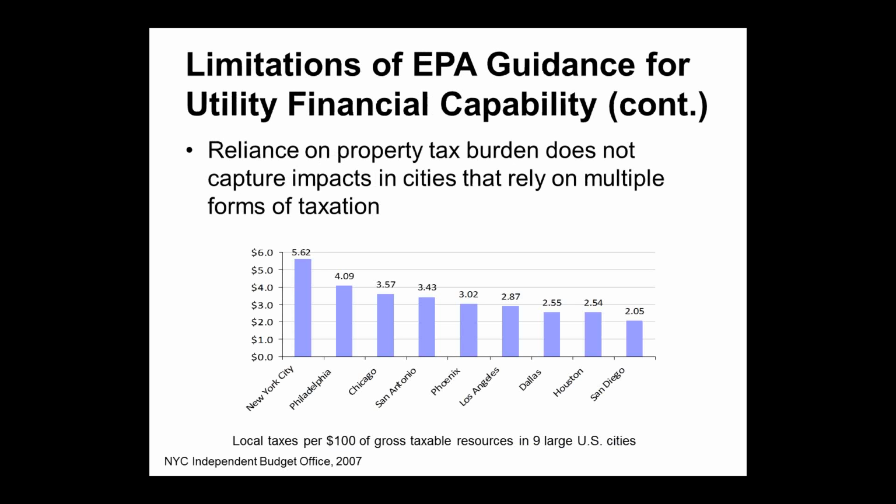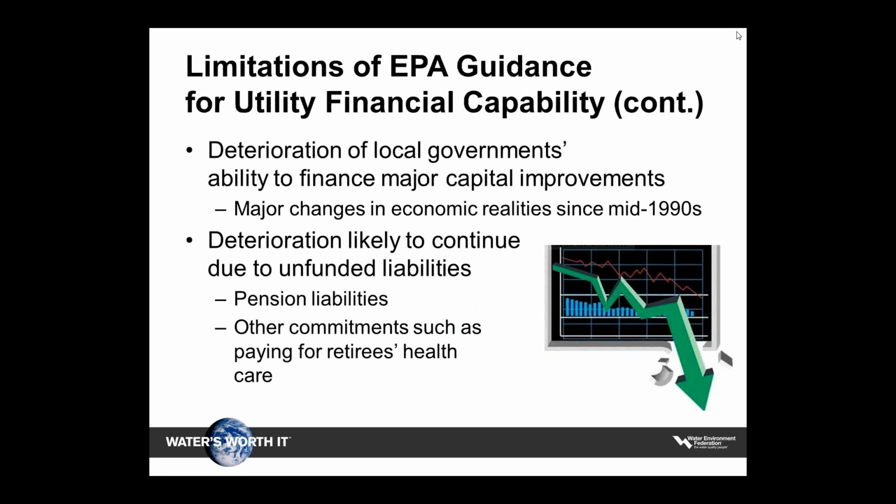Another part of the limitations for the utility financial capability is, property tax burden is a focal point in EPA's approach, but a lot of municipalities go far beyond property tax and rely on other measures, other forms of taxes and fees to collect their revenues. And so if you're only looking at property tax, you're getting a very misleading picture.